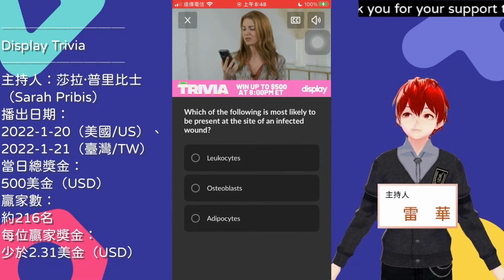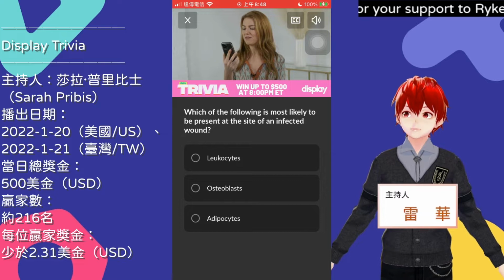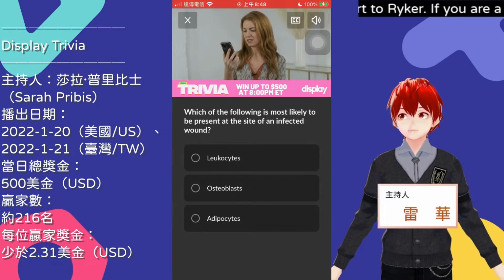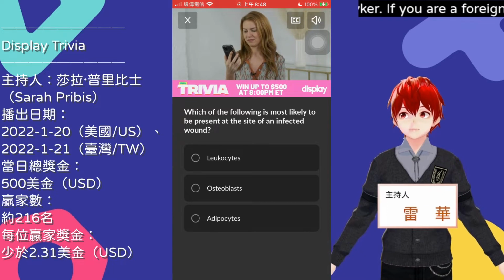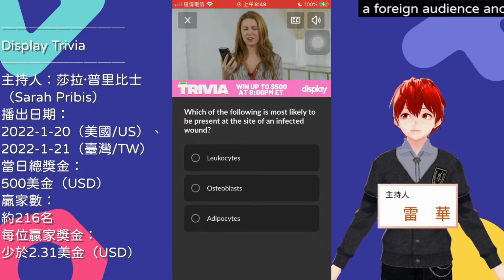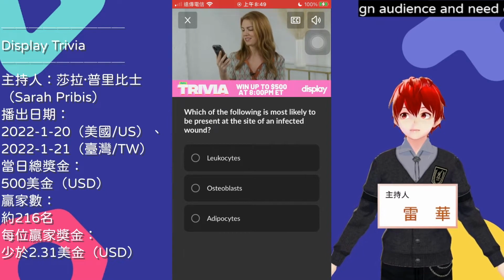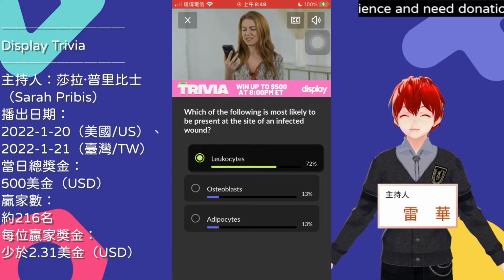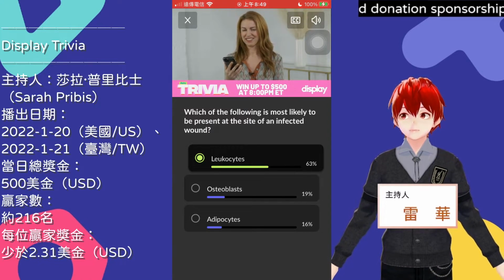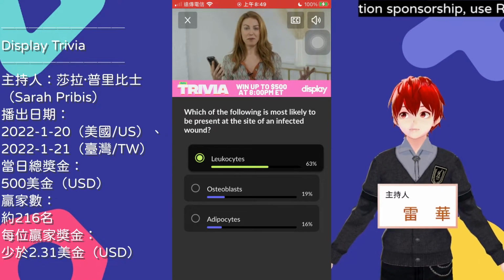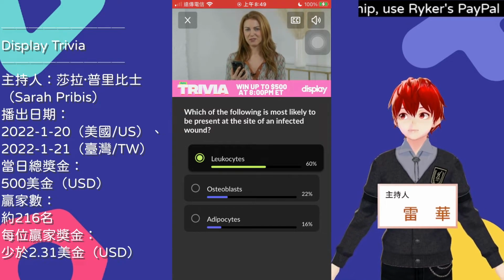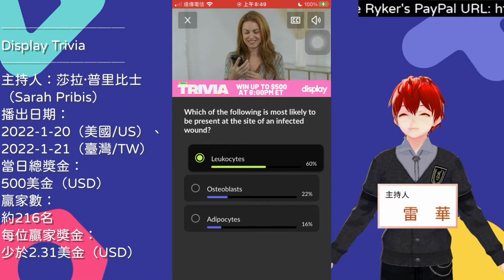Which of the following is most likely to be present at the site of an infected wound? Leukocytes, osteoblasts, adipocytes. Fancy words. Which one? Do you know what the fancy terminology is? You know how to put a Band-Aid on an infected wound, maybe some Neosporin, but do you know all of the science-y stuff behind it?